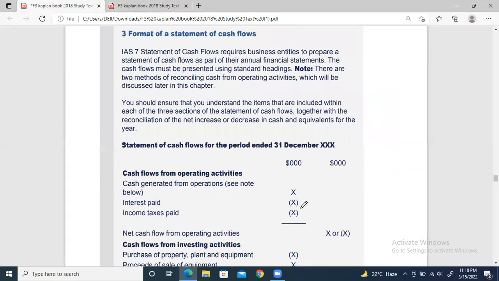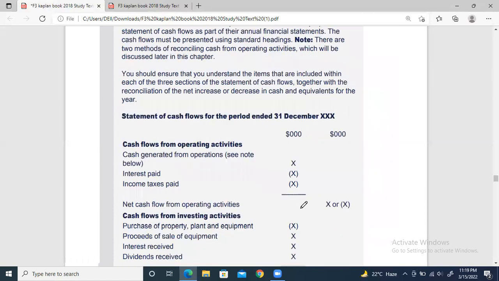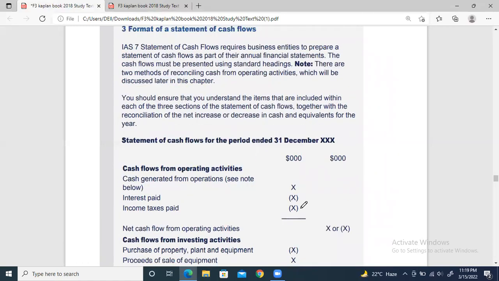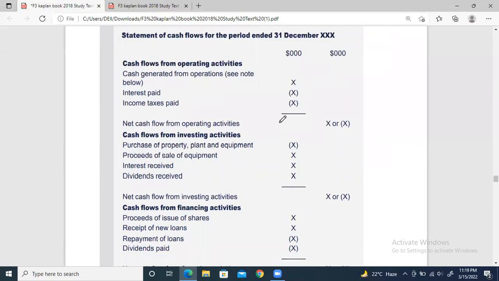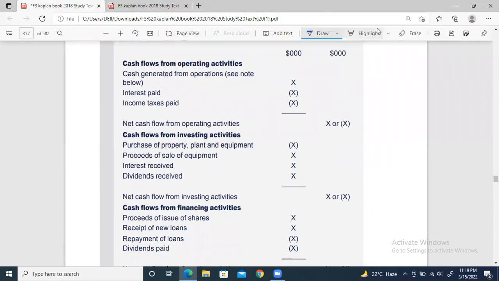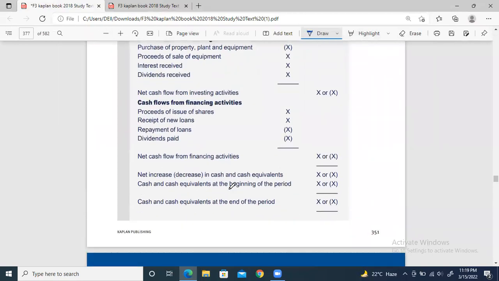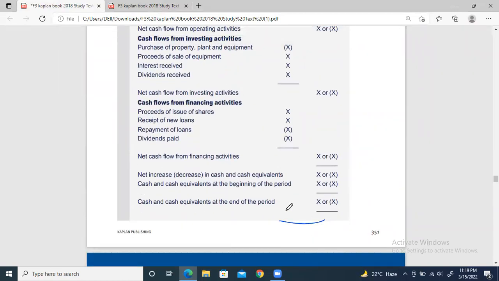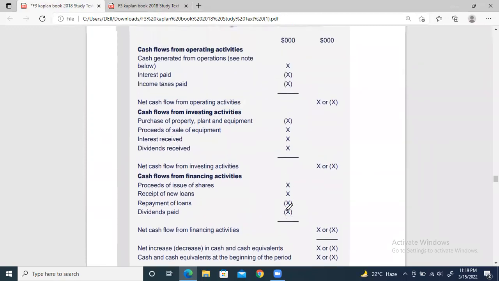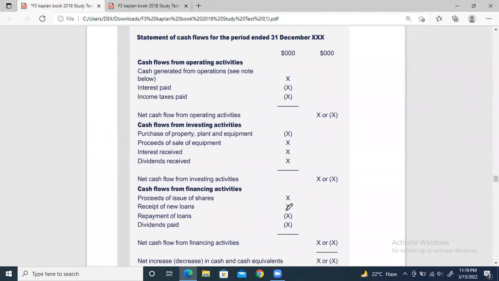Now we're moving to the main part of this chapter, and this is the format of the statement of cash flows. Okay, so first of all, if you want to draw this format, you can take your time, no issue. I'll zoom this out a bit, right? So this is the whole format till here. It's ending over here. So if you make this first, that will be beneficial. And after that, I'll continue to explain this. Yes, I will do that. Yeah. Sure.